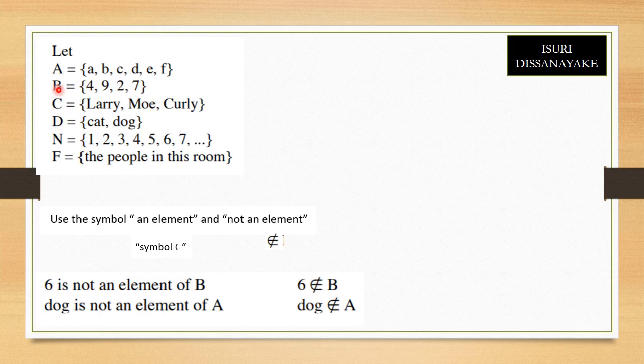If you take the set B, in set B you have the elements 4, 9, 2 and 7. And you can clearly see that 6 is not included in B. Therefore, you can say 6 is not an element of set B. Dog is not an element of A. So you just check and see the set A. In the set A, there's nothing called cats and dogs. It has A, B, C, D, E, F. So we can clearly see that dog is not an element of set A.